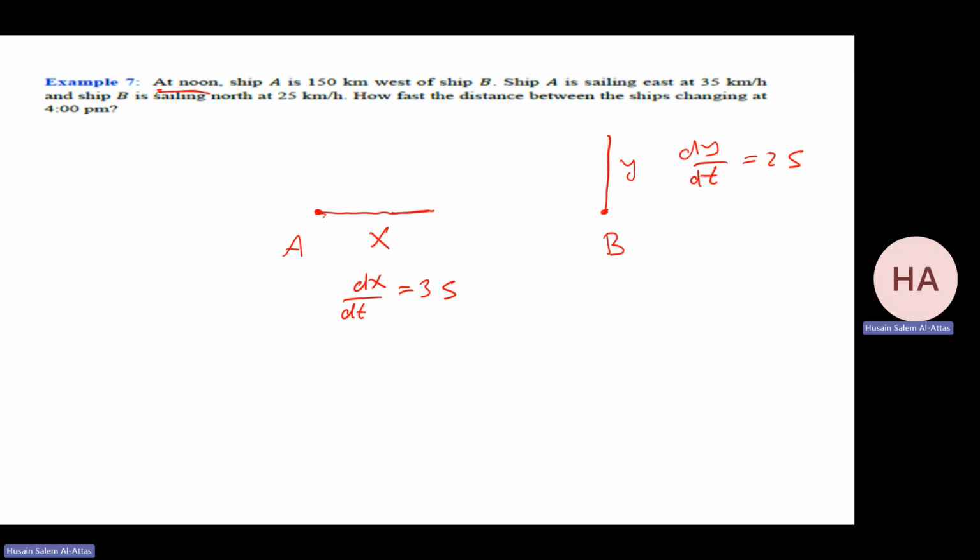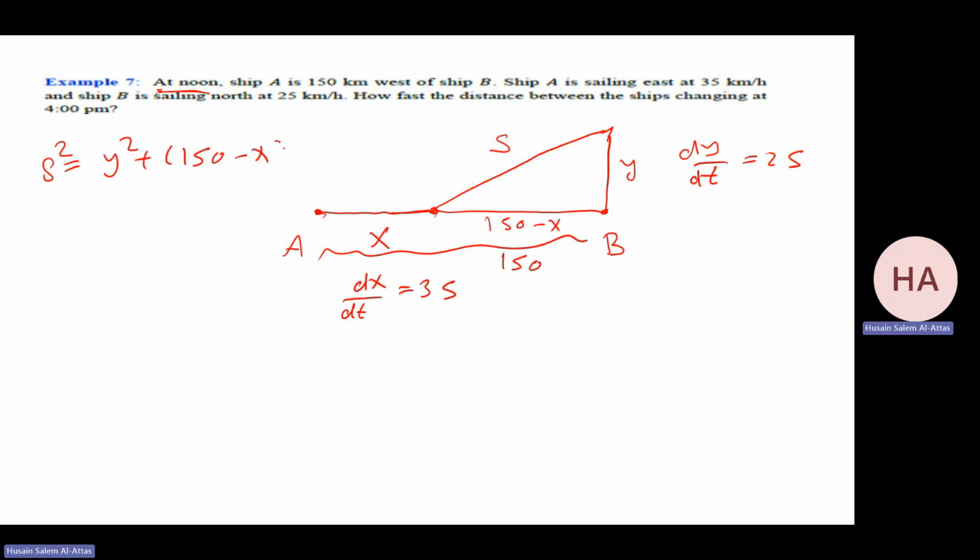He wants now the distance between them changing. Be careful. Now from here, this will be the distance between them. So this is the triangle which I need to work out. This is s. All of this is 150, so this one is 150 minus x. So the relation which I have: s squared equal y squared plus 150 minus x, all squared. How fast is the distance changing?